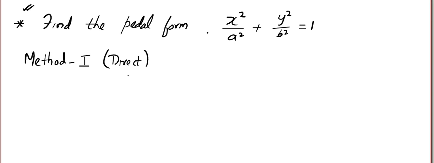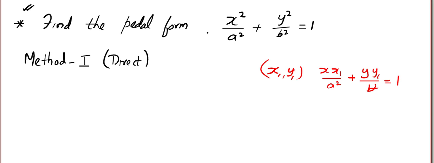Method 2 is deriving the same thing from parametric form. You can use any method you like. Okay, let me remind you from the chapter ellipse, I'm going to borrow a result, that is the equation of tangent. I'm sure most of you learned ellipse and hyperbola, and I hope you remember the equation of tangent at a particular point x1, y1 is given by x1 by a square plus y1 by b square is equal to 1.